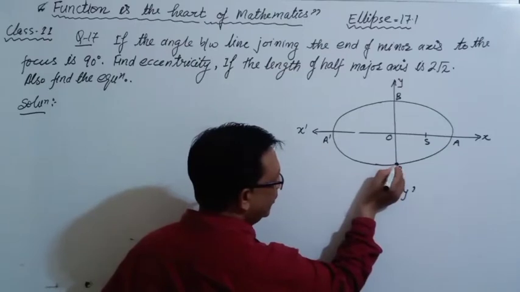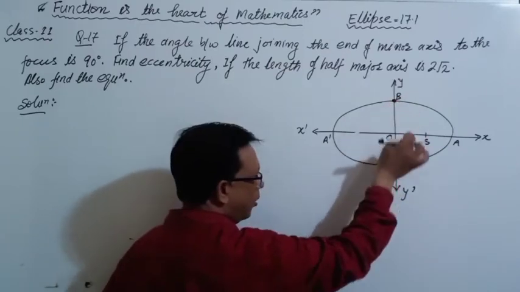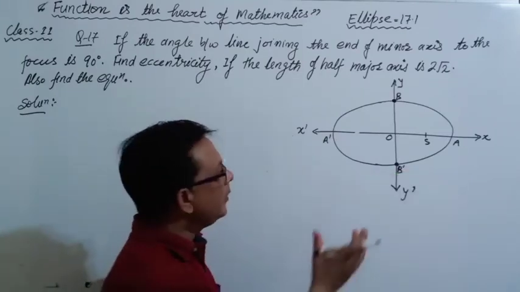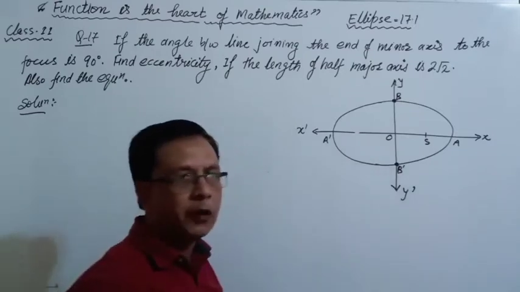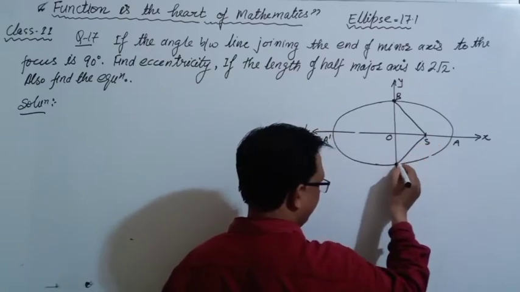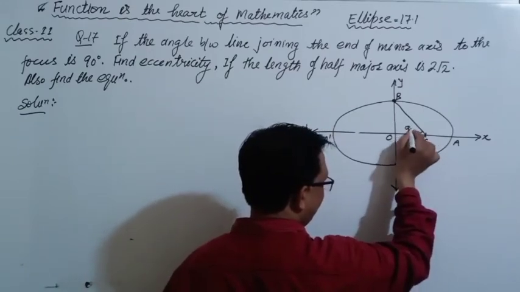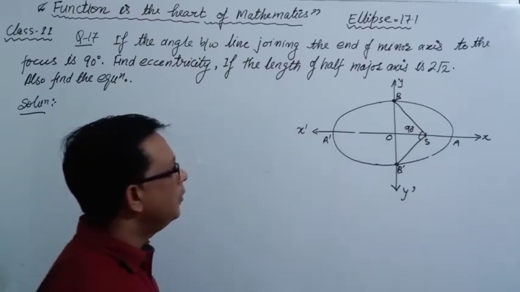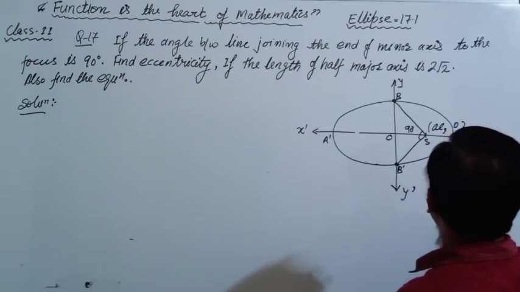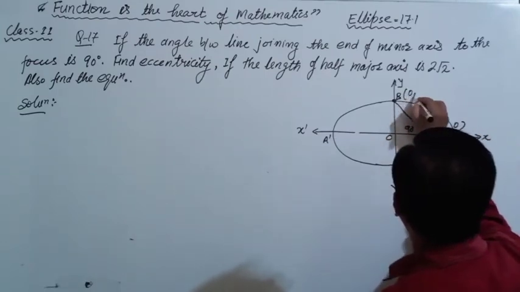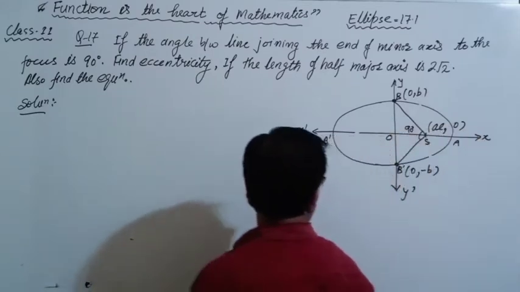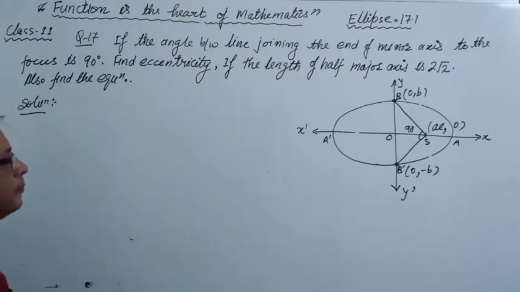Line joining the end of the minor axis, B and B dash are the ends of the minor axis. We join these to the focus, and this angle is 90 degrees. Okay, we know what the focus is? Focus is (ae, 0), and the coordinates of this end are (0, b), and here this is (0, -b). So draw the diagram.